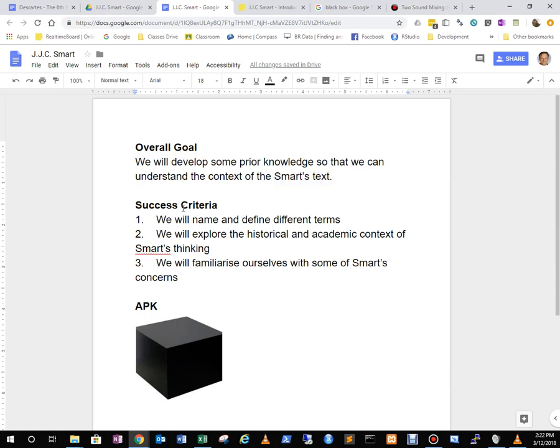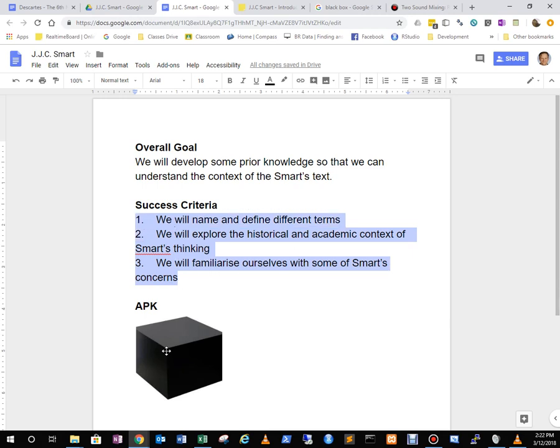So the three small goals that we need to achieve in order to achieve the big goal are: we need to name and define different terms. We need to explore the historical and academic context of Smart's thinking. And then we need to familiarize ourselves with some of Smart's concerns. So could you write those down, 1, 2, 3, for me, please?